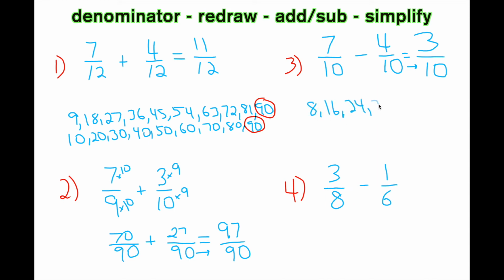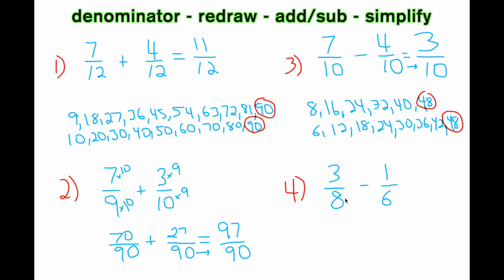8, 16, 24, 32, 40, and 48. Then we'll start with 6. 6, 12, 18, 24, 30, 36, 42, and 48. You'll notice we have a match right here at 48. So 48 is a common denominator for 8 and 6.